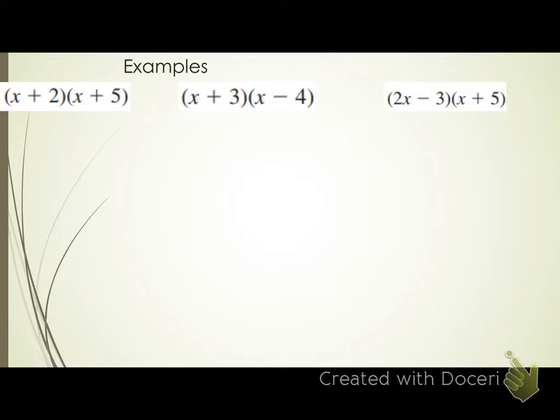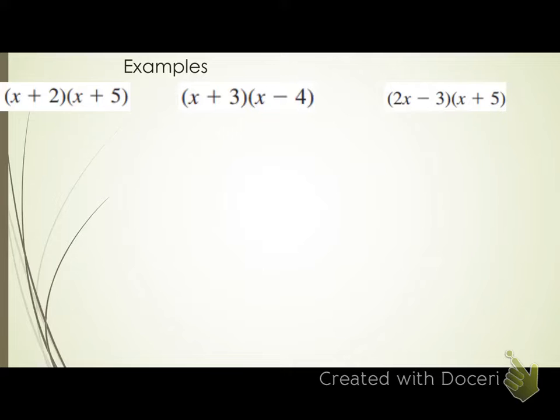First one's x plus 2 times x plus 5. Everyone has FOIL written down on their paper, so I don't have to write it down, correct? Correct. Okay. Do I have a binomial times a binomial? Yes, so I can use FOIL. If I have anything bigger than a binomial times a binomial, I can't use FOIL. Right. Okay? So, F stands for what?